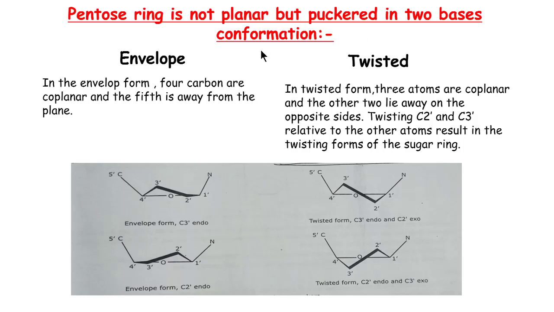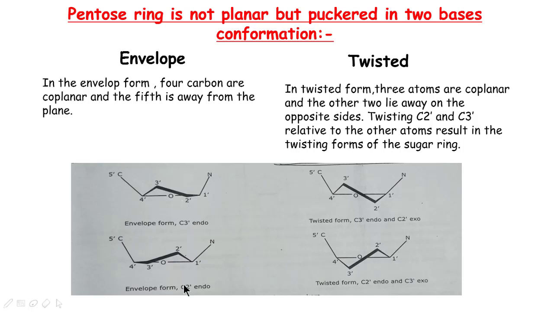Okay. The pentose ring is not planar but puckered, in 2 conformations. What are the 2 conformations that are found? One is called envelope and the second is twisted. What is the envelope? In the envelope form, 4 carbons are coplanar. Coplanar means all 4 carbons are present in the same plane and the 5th is away from the plane. Twisted: in twisted form, 3 carbons are coplanar, in the same plane, and the other 2 lie away on the opposite side. The twisting is of C2' or C3' relative to the other carbons, resulting in the twisted form of the sugar.